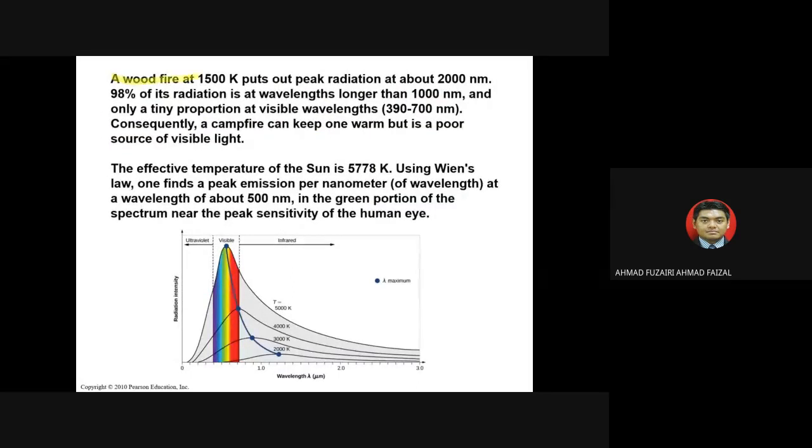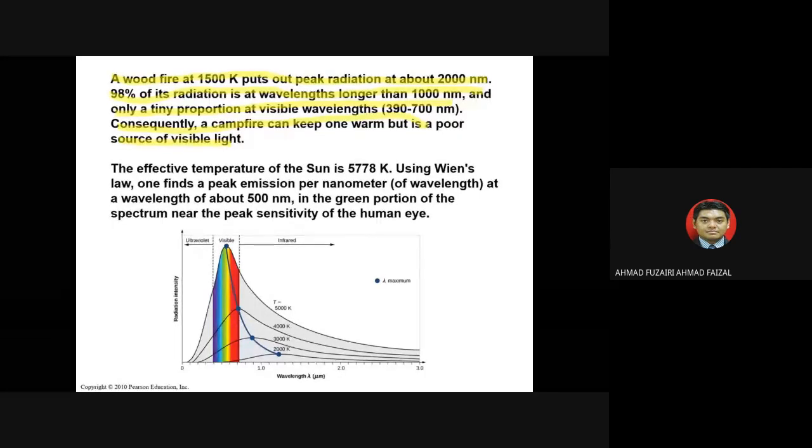A wood fire at 1500 Kelvin puts out peak radiation at about 2000 nanometer. 90% of its radiation is at wavelength longer than 1000 nanometer and only a tiny portion at visible wavelength. So consequently, a campfire can keep one warm, but it's a poor source of visible light.